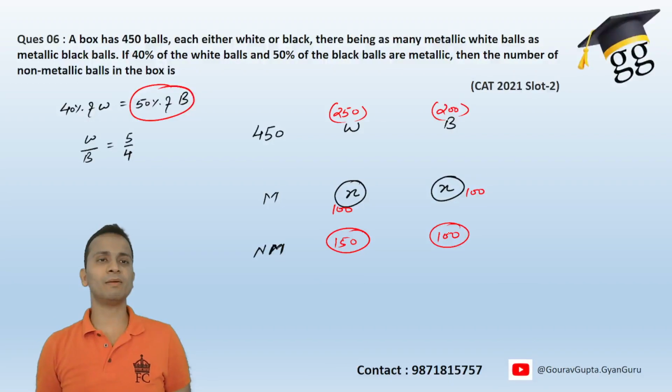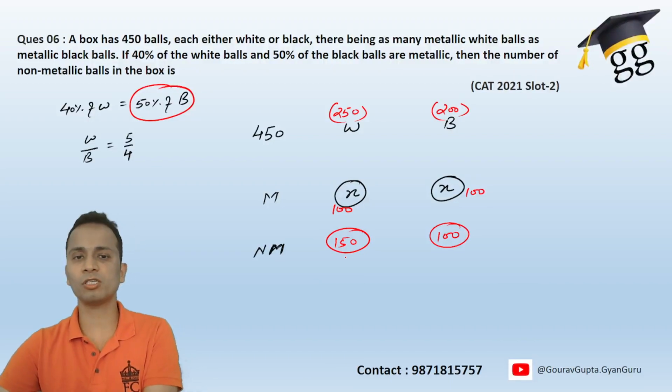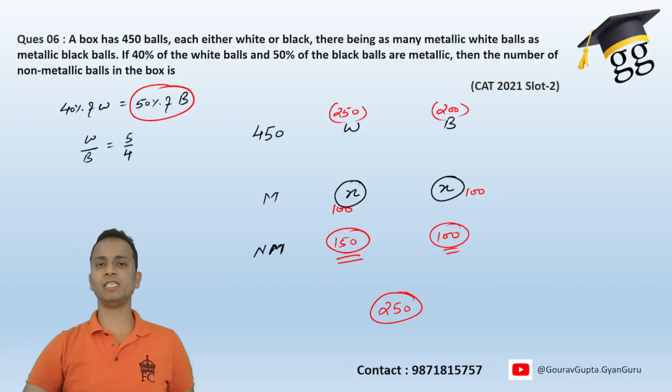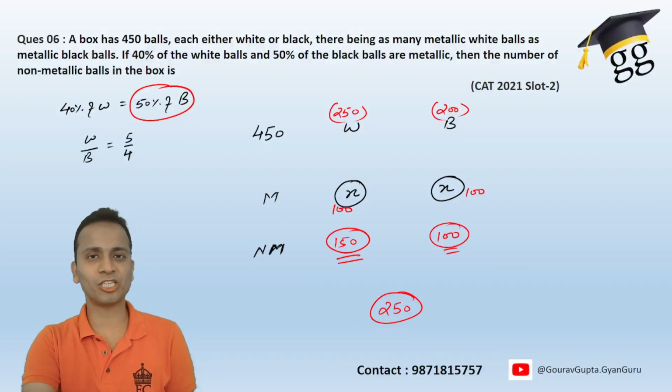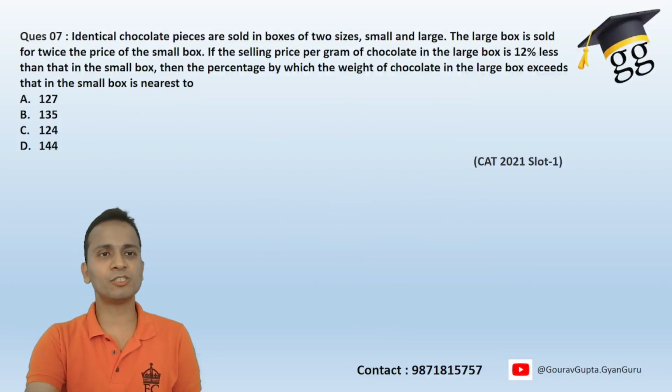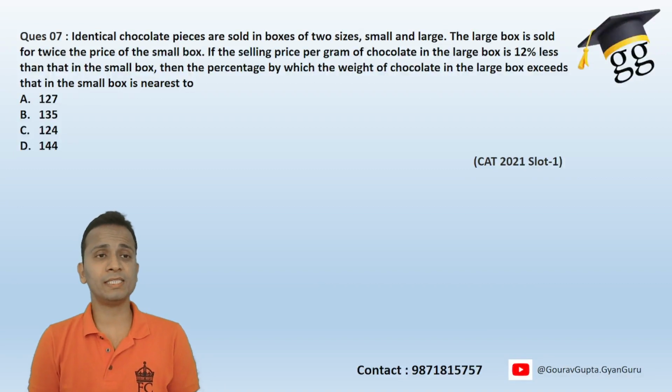So the question is, then the number of non-metallic balls in the box, it will be 150 plus 100, that is 250. So 250 will be the answer of this question. Perfect. So question number 6 is also done. Now let's move on and look at question number 27.